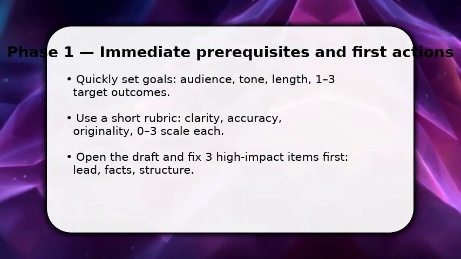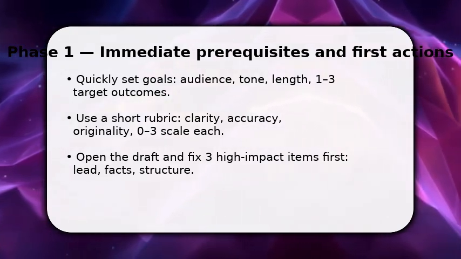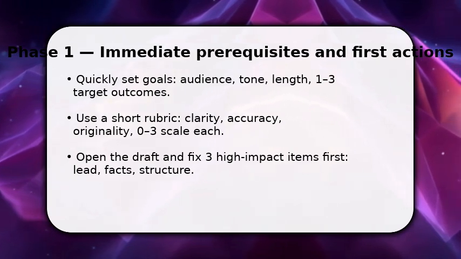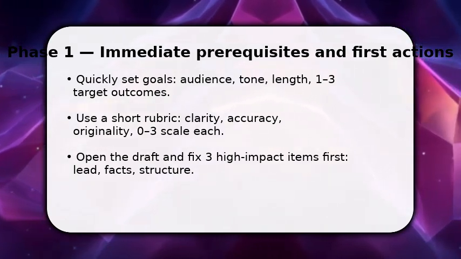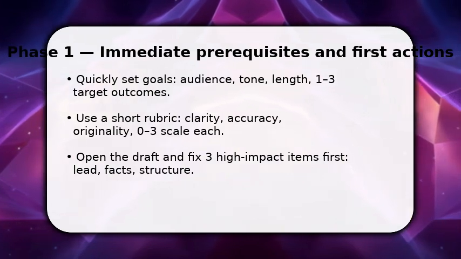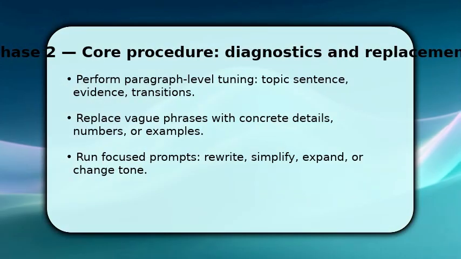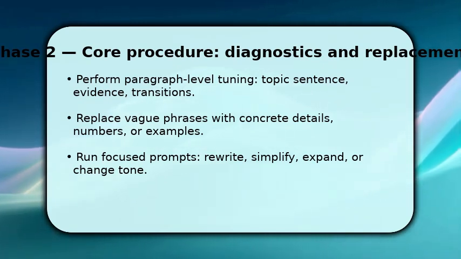Then make 3 surgical edits. Rewrite the opening sentence, update any wrong fact, and map the paragraph flow. These first actions get the AI writing from vague to useful fast. Once the first edits are complete, move into paragraph-level revision to sharpen argument and flow.